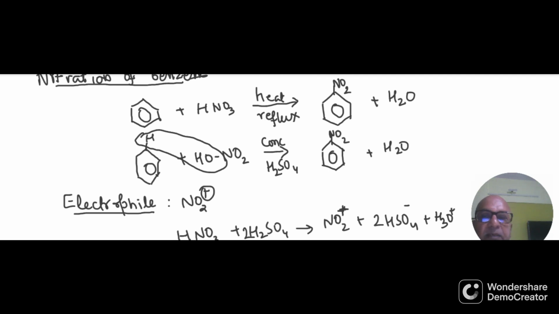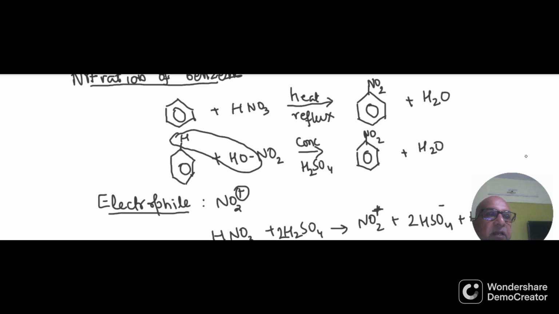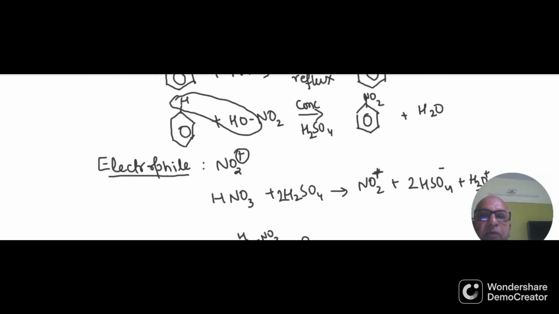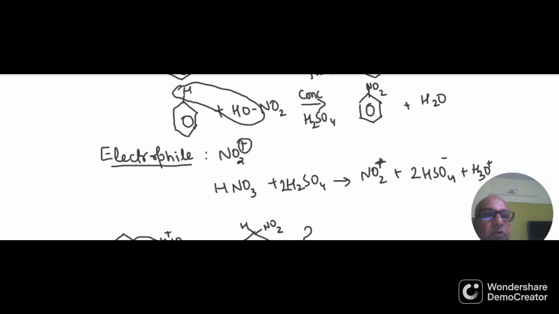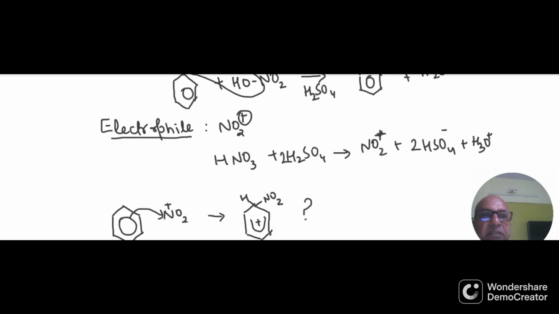Another thing is that if you go to the mechanism of this reaction, then the electrophile used in this reaction is NO2+. And the NO2+, the nitronium ion, is formed by the reaction between nitric acid and concentrated sulfuric acid. I've written down the reaction that you have seen often. There's nothing new about this. But what I'm going to explain to you is the mechanism part.